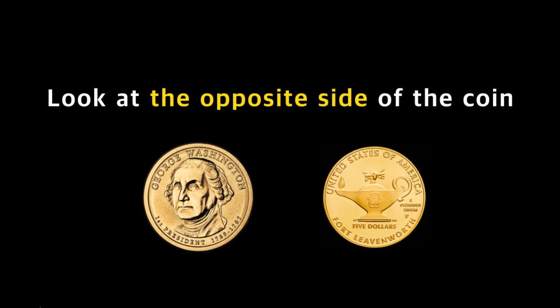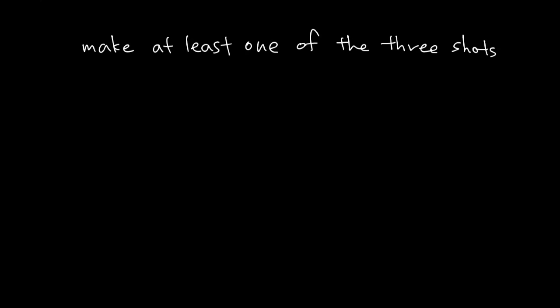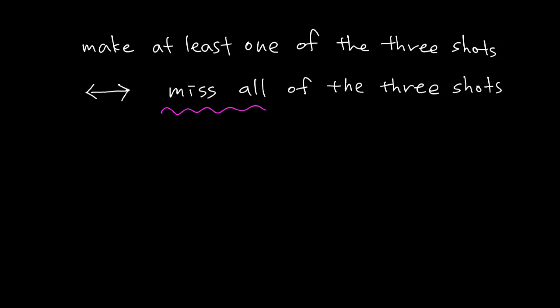In other words, look at the opposite side of the coin, since every coin has 2 sides. Let me tell you what I mean by that. When we say make at least one of the 3 shots, the opposite side of the coin is miss all of the 3 shots, because that's all that can happen.